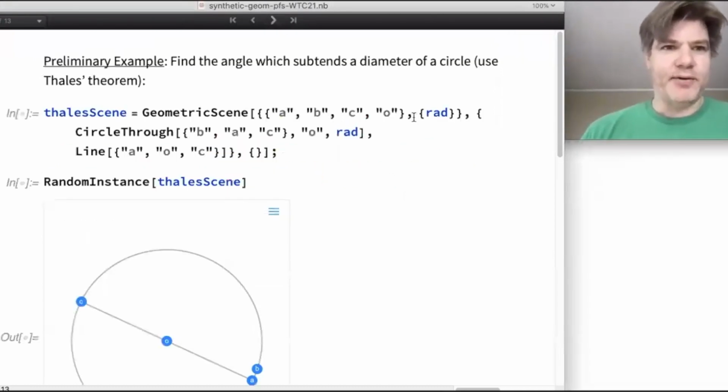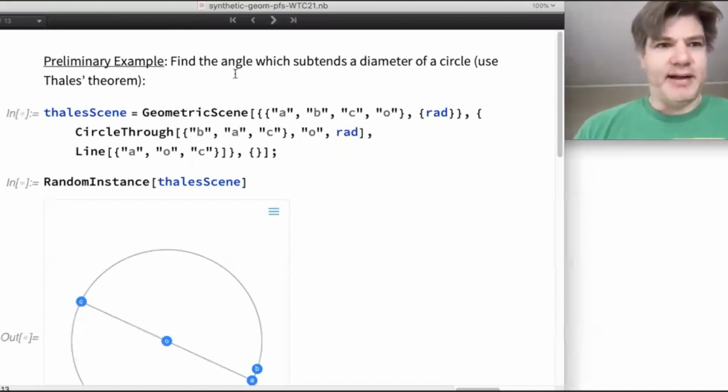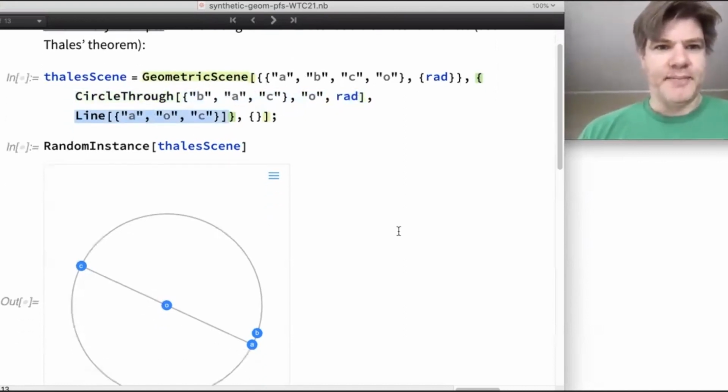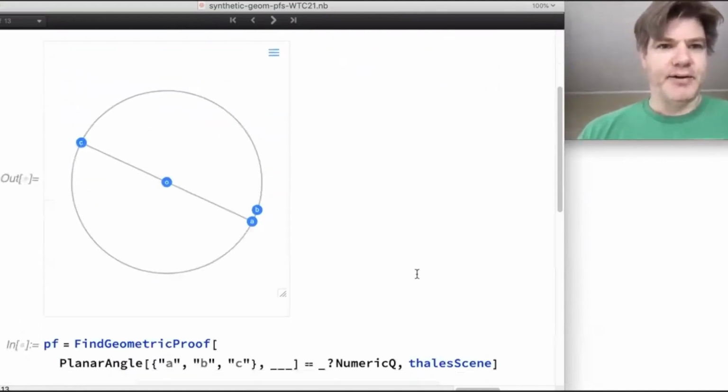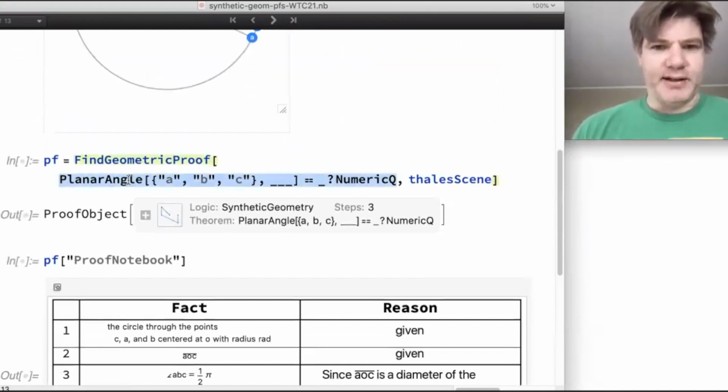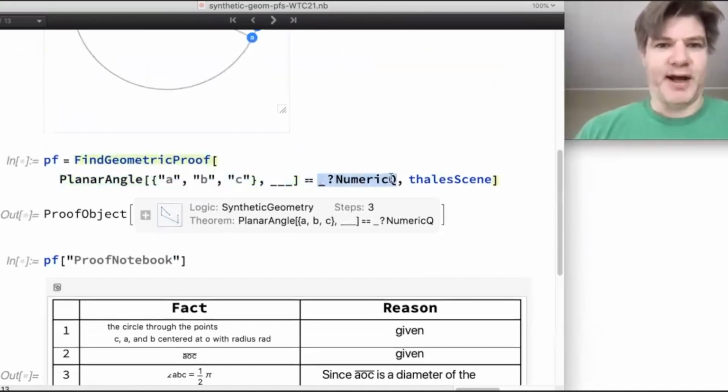As a first example, we can use Thales' theorem, which states that an angle which subtends a diameter is always 90 degrees. So we make a geometric scene with a circle in it, centered at O, and a line through that center. And we can use RandomInstance to visualize it. And then we can run FindGeometricProof. The first argument is what we'd like to find, which is the angle at B, and we'd like to find a numeric value of it.